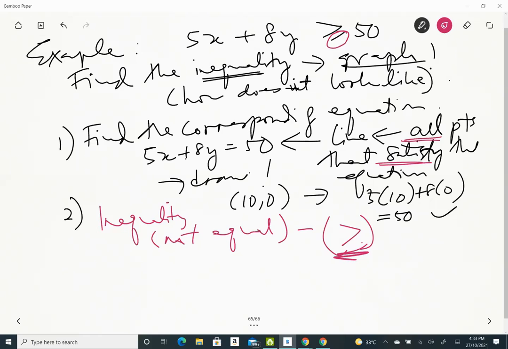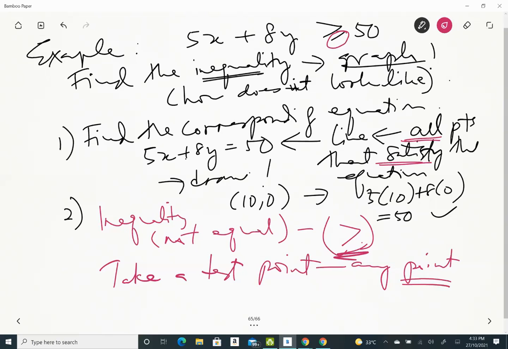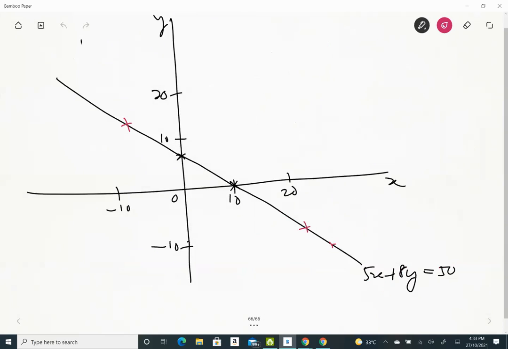So what do we do? This is how we do it. We take a test point. The test point can be any point. It's up to you, it's your choice. And then we test that point. Before we take the test point, I will make a few generalizations.